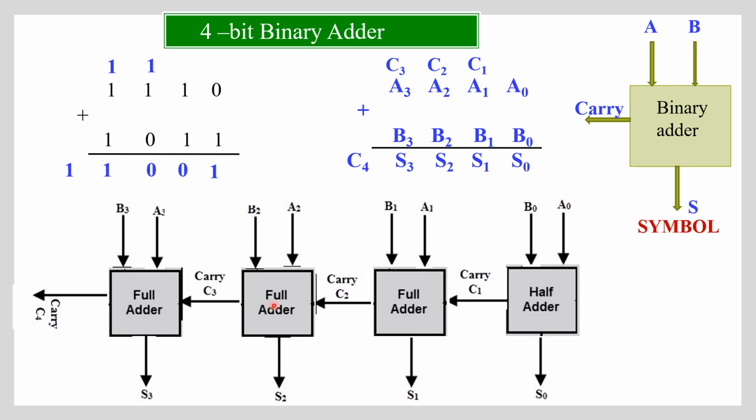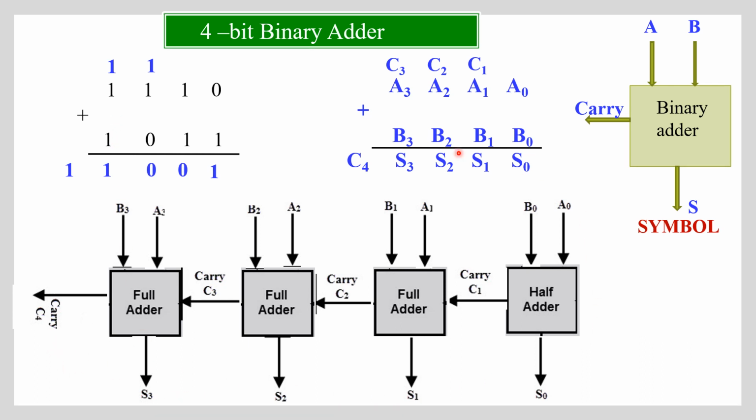Now second full adder provides A2 plus B2 plus C2. So A2 is 1, B2 is 0, plus C2, that is 1. So sum is 0 and carry is 1. Now the third full adder circuit, that is A3, B3 and C3. When we add this, that is 1 plus 1 plus 1, sum is 1 and carry is 1.